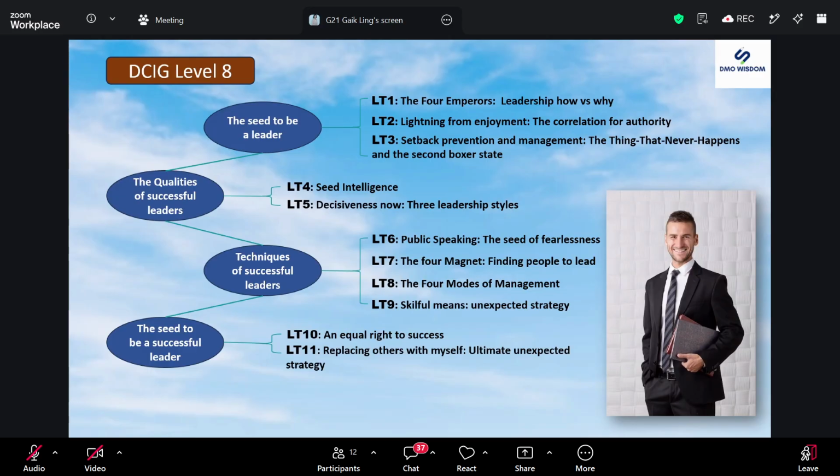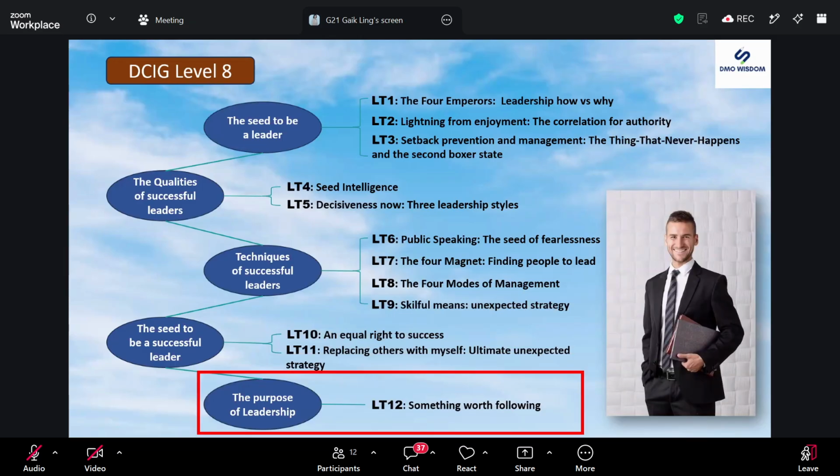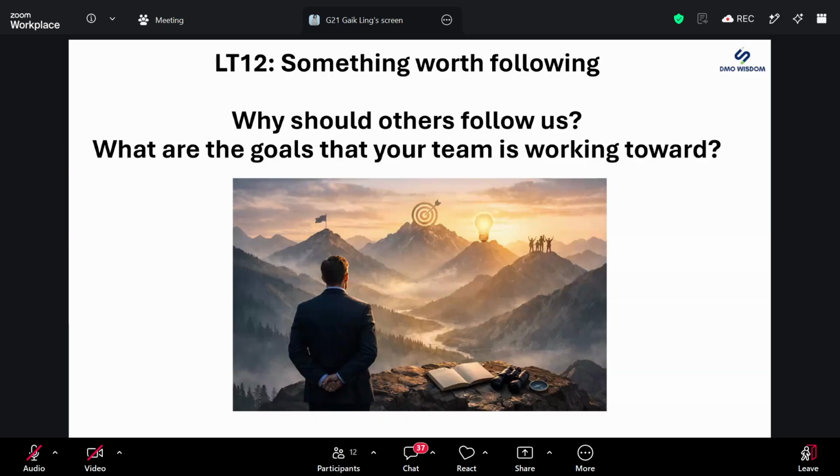Now, tonight we arrive at the last one of the level, which is the purpose of leadership. The title of the live tool is Something Worth Following. So what is it about? First question we need to ask ourselves: why should others follow us? Why should people follow you as a leader?